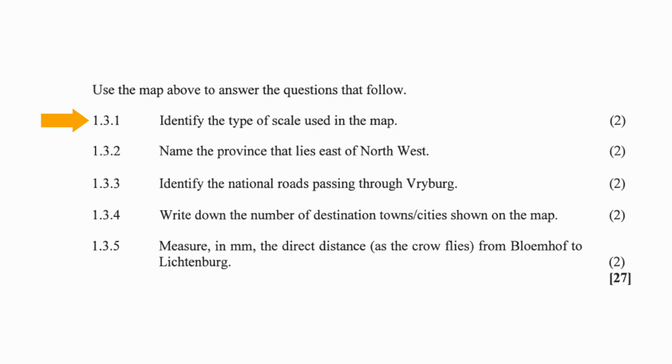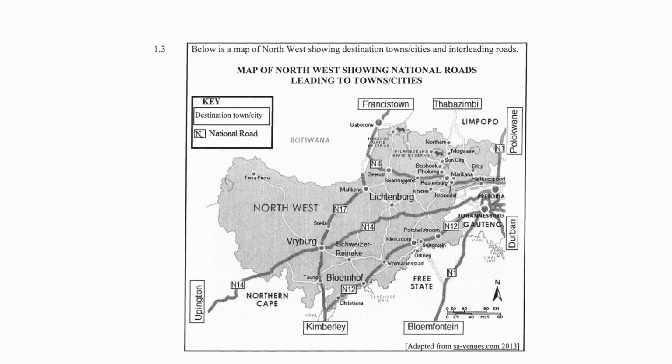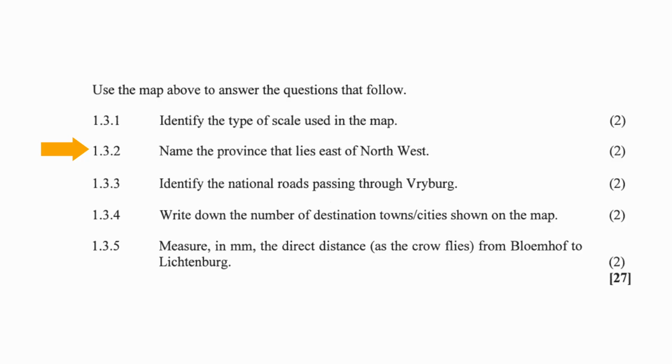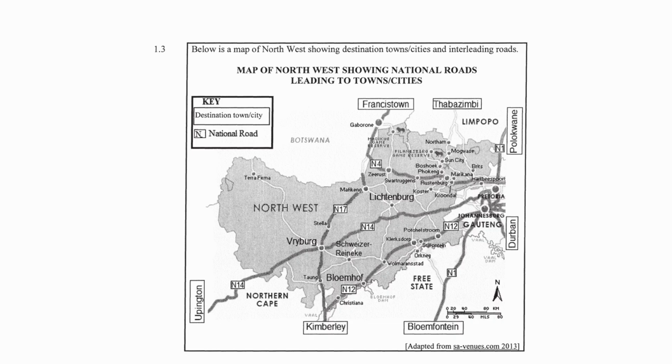In question 131, you have to identify the type of scale used in this map. The type of scale used here is a bar scale. In question 132, you have to name the province that lies east of the Northwest Province. Since east is to the right of north, we can conclude that the province that lies east of the Northwest Province is Gauteng.